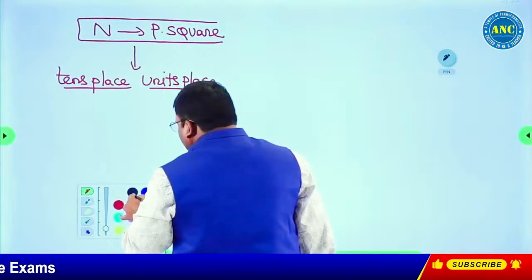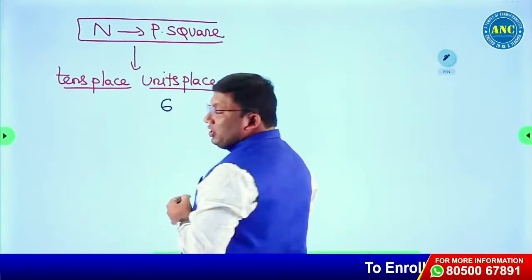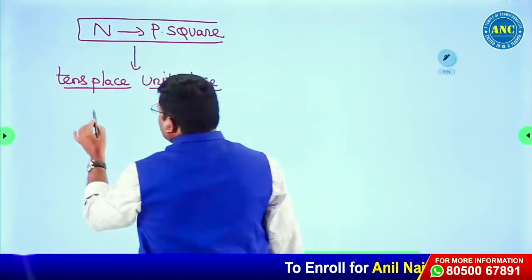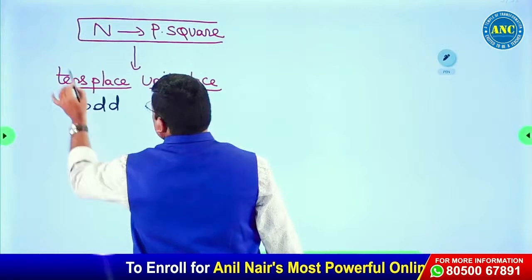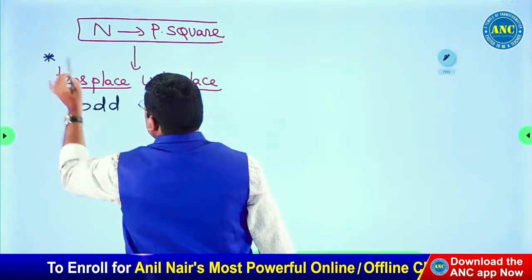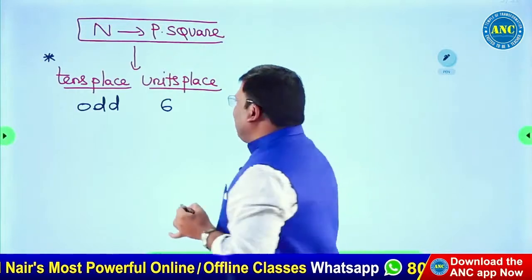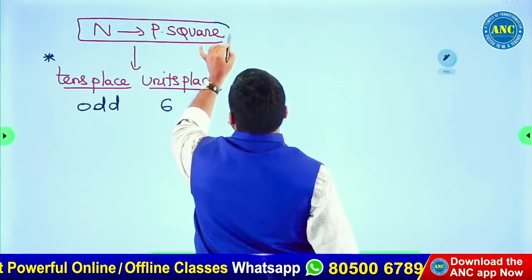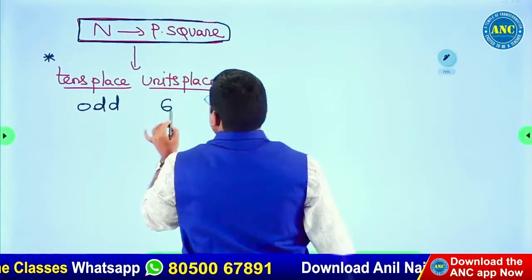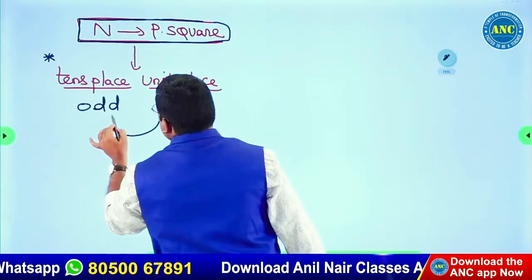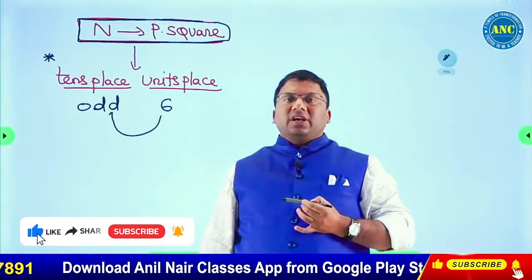If the units place is 6, for a number to be a perfect square, the tens place has to be odd. Very, very important property. For the number to be a perfect square, only when the units place is 6, the tens place will be odd.